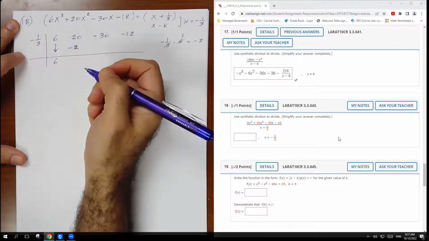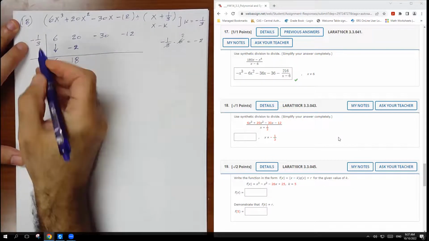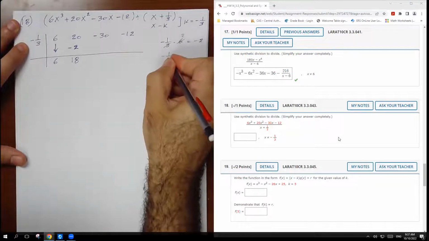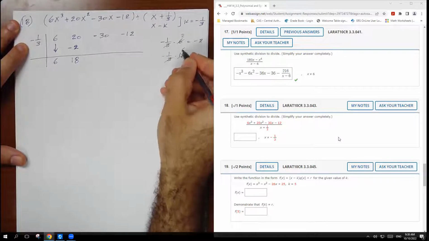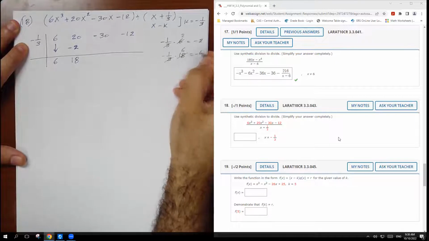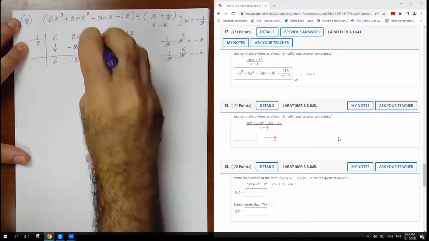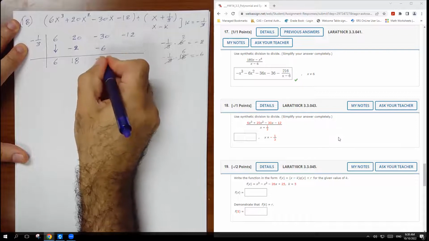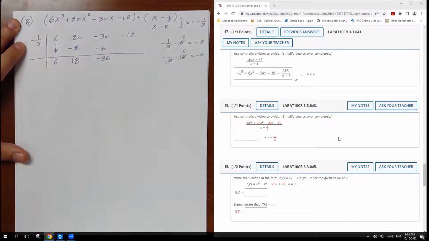Add these together. So 20 minus 2 is going to be 18. Now I'm going to multiply negative 1/3 times 18. Simplify, it's going to be negative 6. So I'm going to write down here negative 6. Now we're going to add these together. It's going to be negative 36.